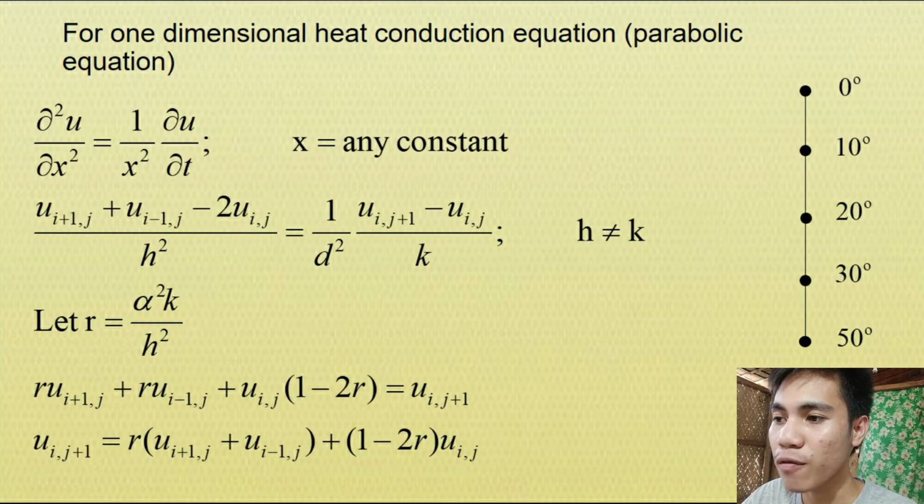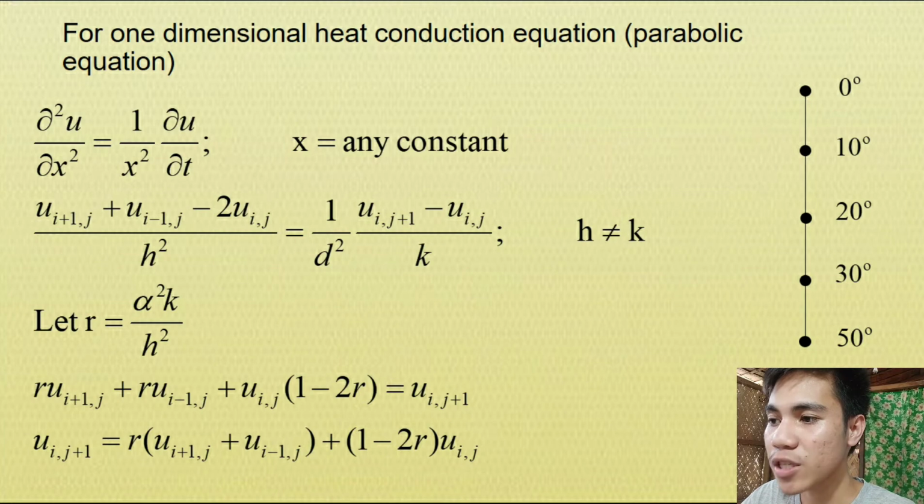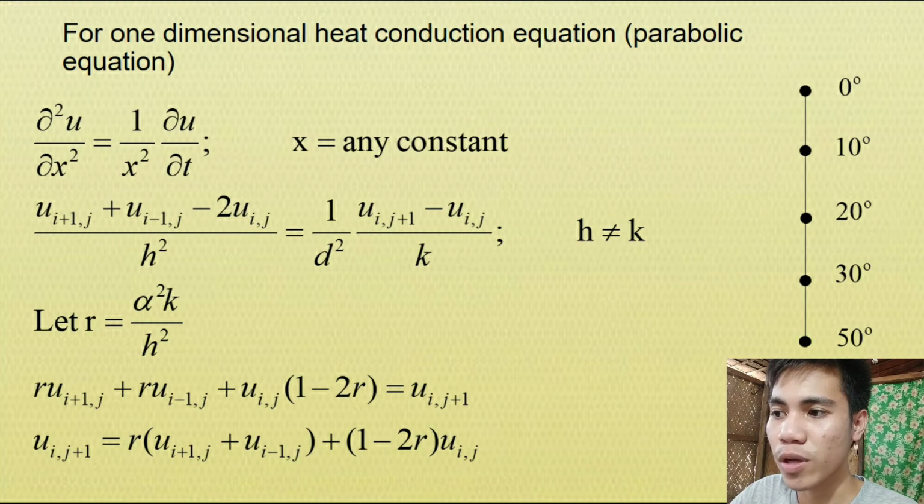Now, we have an example for the one-dimensional heat conduction equation, which is a parabolic equation. The second partial derivative of u with respect to x is equal to 1 over alpha squared times the partial derivative of u with respect to t, wherein alpha is any constant. So u sub i plus 1 comma j plus u sub i minus 1 comma j minus 2u sub i comma j, all over h squared, is equal to 1 over alpha squared times the quantity u sub i comma j plus 1 minus u sub i comma j, all over k, in which h is not equal to k.